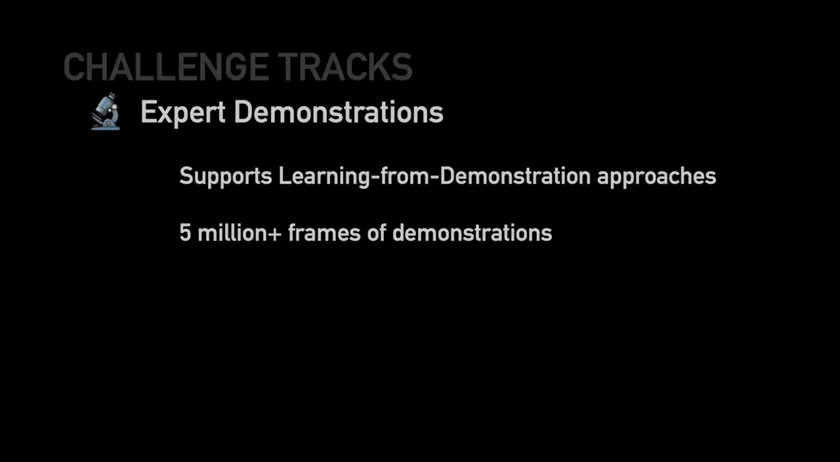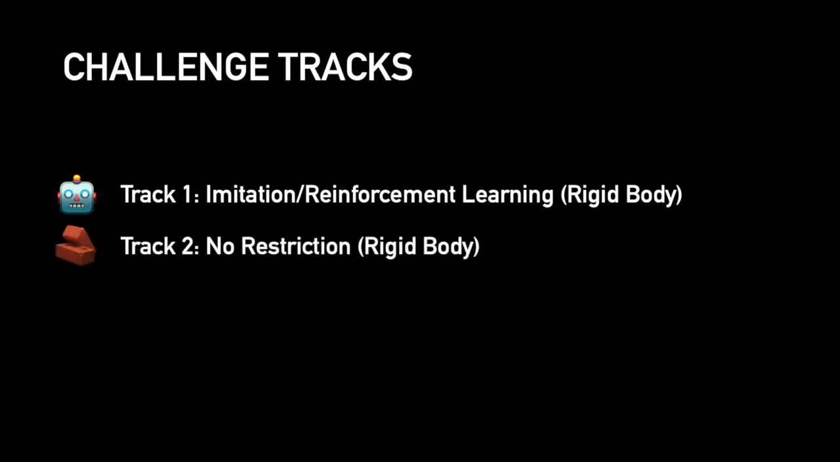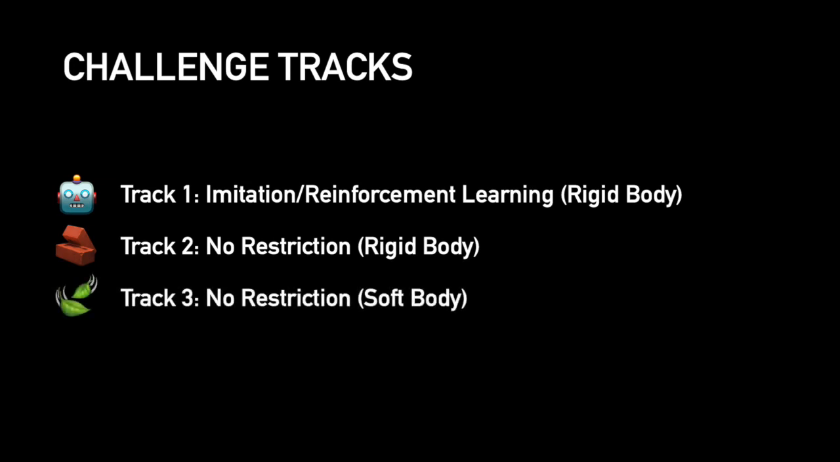This year, there are 3 tracks that we will award prizes for in order to support different kinds of research. Track 1 is for imitation and reinforcement learning solutions to solve rigid body tasks. Track 2 is a no restriction track, letting competitors use any kind of solution to solve rigid body environments. And track 3 is a no restriction track, but for soft body environments.